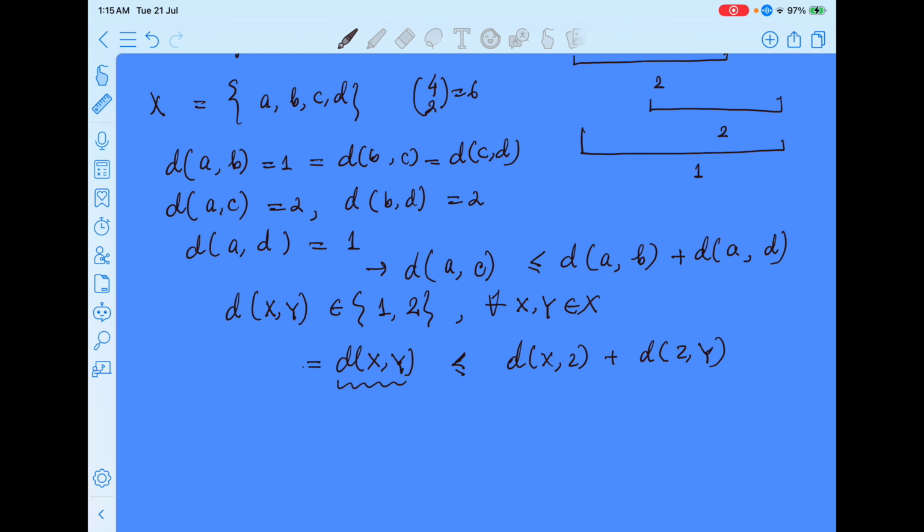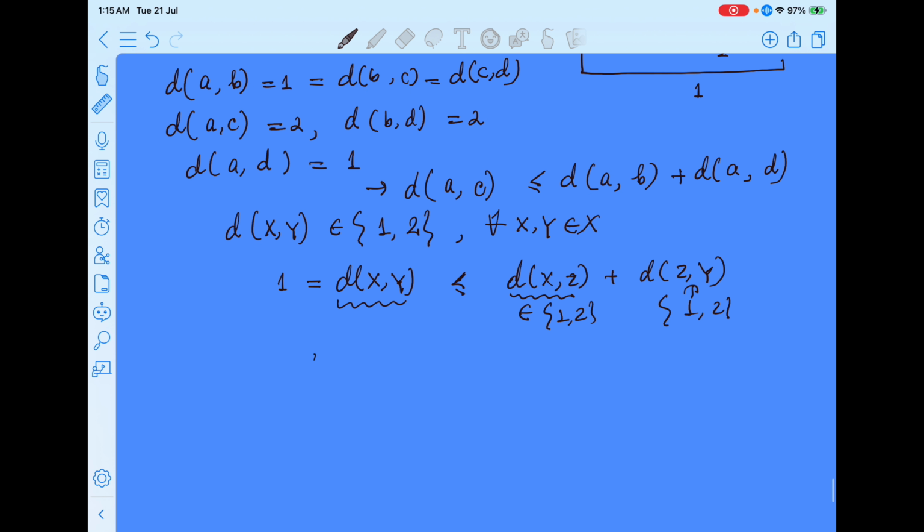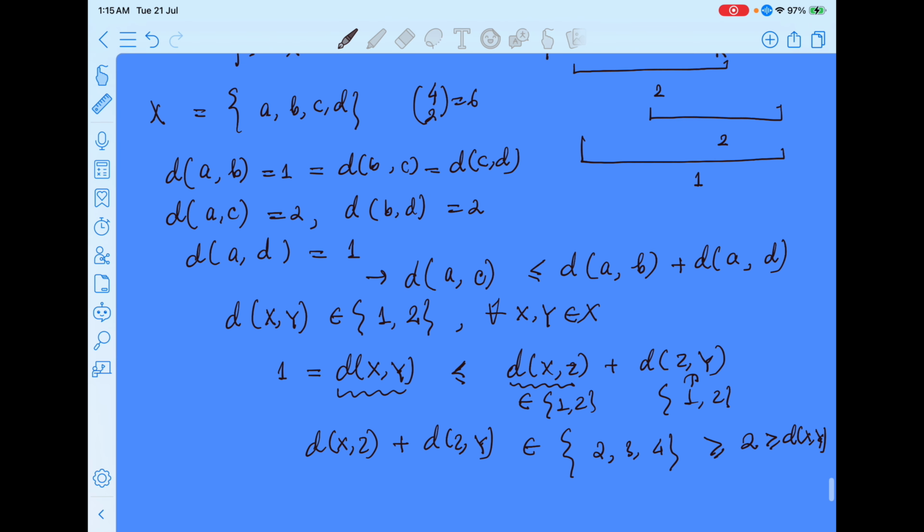So if this is 1, then d(X,Z) is either 1 or 2, and d(Z,Y) is either 1 or 2, right? If you add it up, d(X,Z) plus d(Z,Y) is inside {2, 3, 4}, right? Clear? So that is greater than or equal to 2, which is greater than or equal to d(X,Y). So that's the reason.